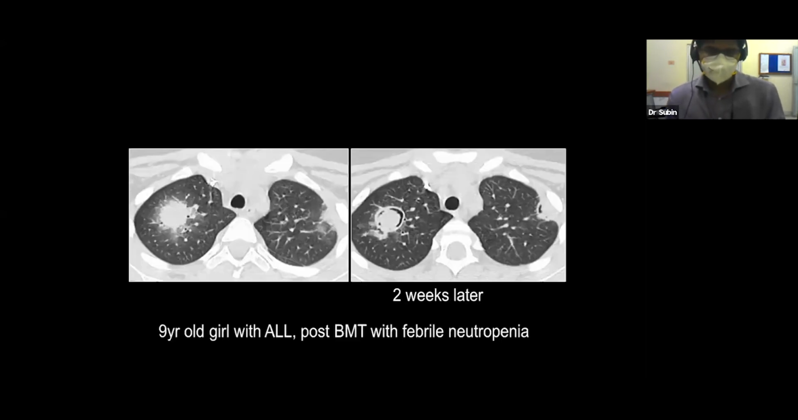All right. Okay, this is again, I'm just randomly showing you cases. This is a case of ALL. It's post bone marrow transplantation. The patient presented with febrile neutropenia. This is something you will very commonly see in hematology if you go. Can anyone tell me what this is? Do you know what sign this is called? You can just type it in the chat box if you know.